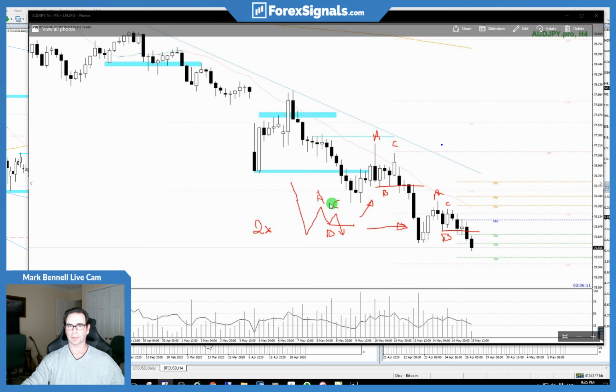Aussie yen. A, B and a shallow C. Break through the B. Another one here. Here's the 20 period. Yes, it will, Adele.